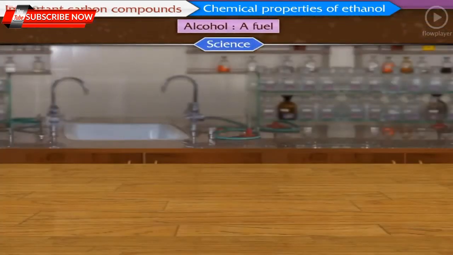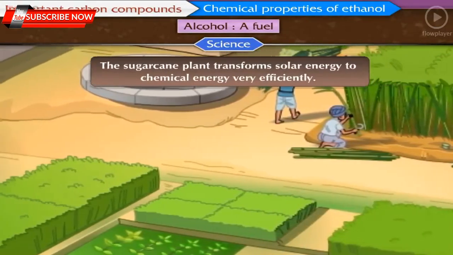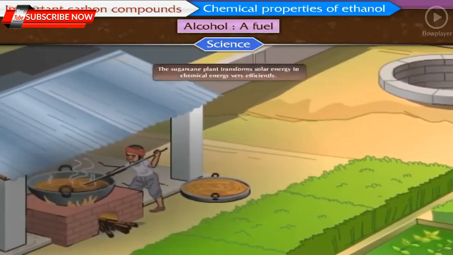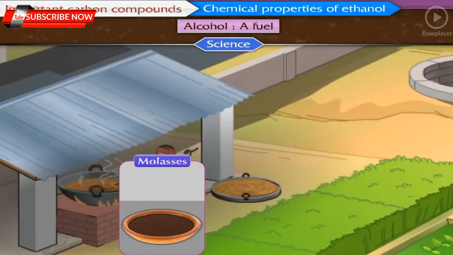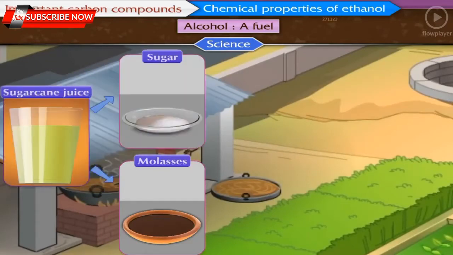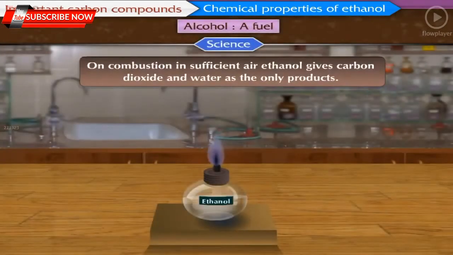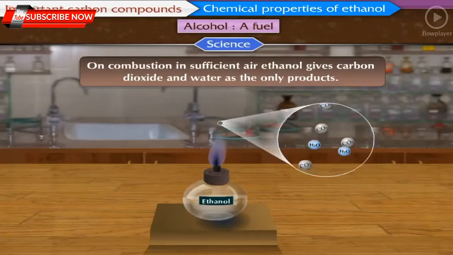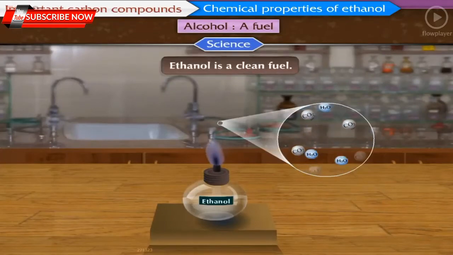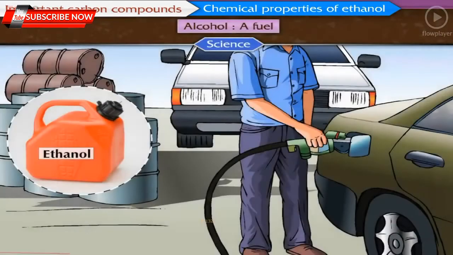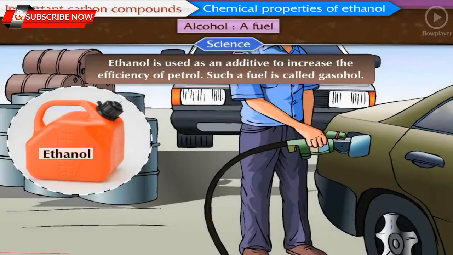Science. Alcohol, a fuel. The sugarcane plant transforms solar energy to chemical energy very efficiently. When molasses, obtained during production of sugar from sugarcane, is subjected to fermentation, ethanol is obtained. On combustion in sufficient air, ethanol gives carbon dioxide and water as the only products. In this way, ethanol is a clean fuel. Therefore, in some countries, it is used as an additive to increase the efficiency of petrol. Such a fuel is called gasohol.